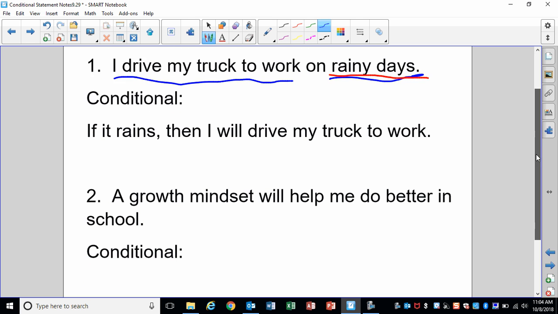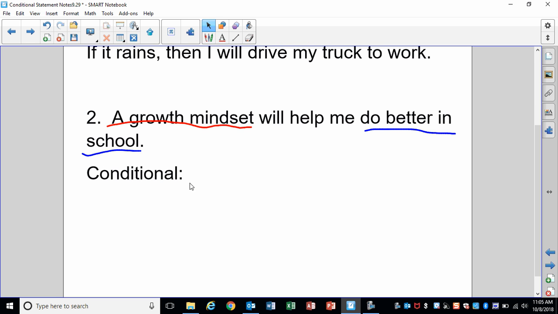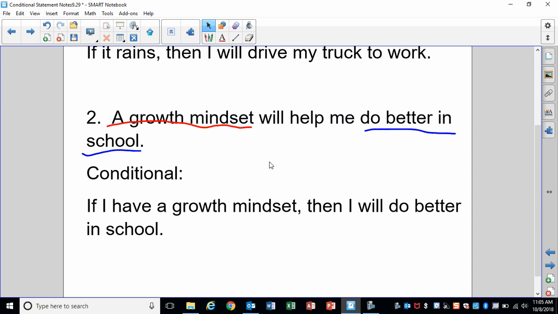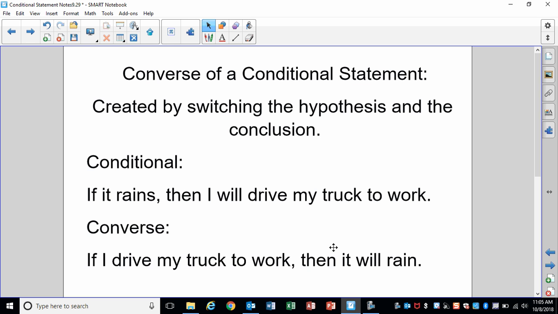Looking at the second one, it says, a growth mindset will help me do better in school. So what do we want to think about as the condition? And it's having a growth mindset. And the result will be doing better in school. So when we rewrite this one, we end up with, if I have a growth mindset, then I will do better in school. Don't forget, if you ever need more time to write down, just pause the video, write down what you need, and then continue on.